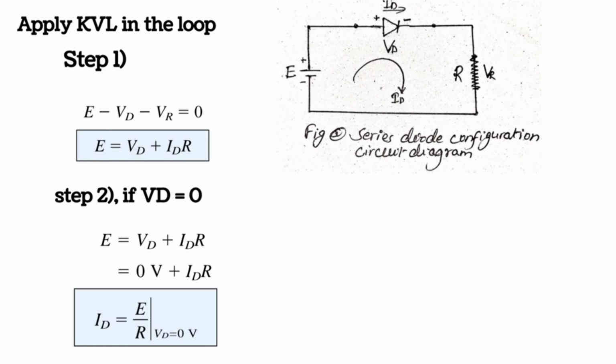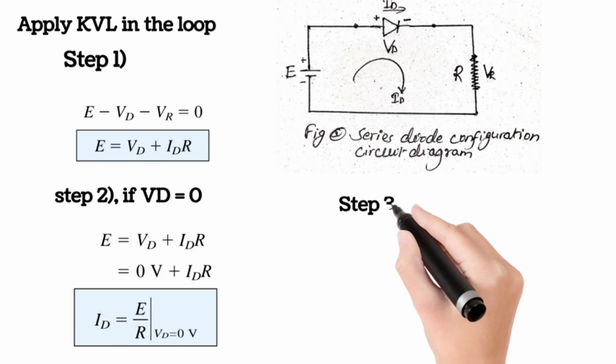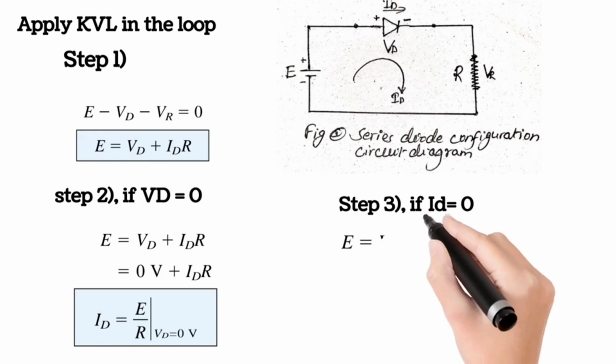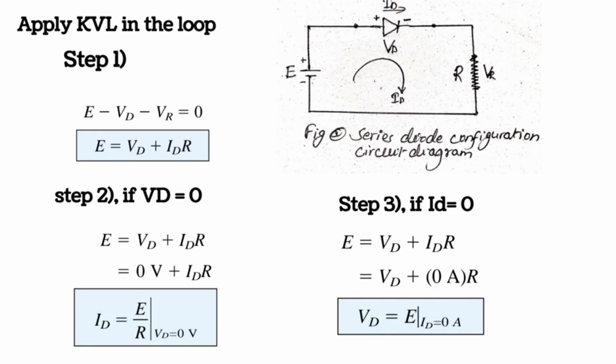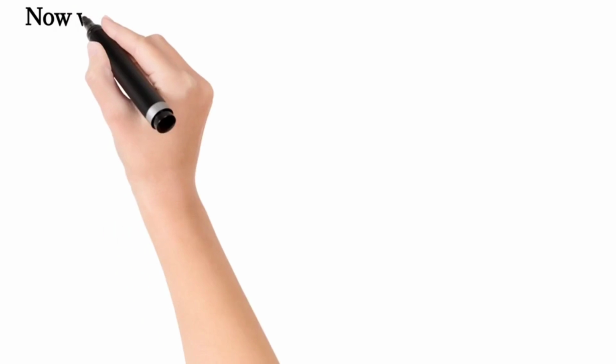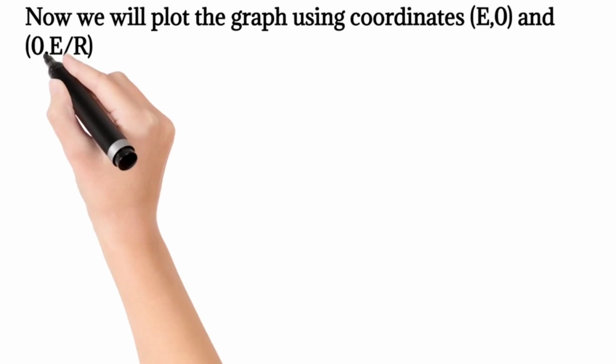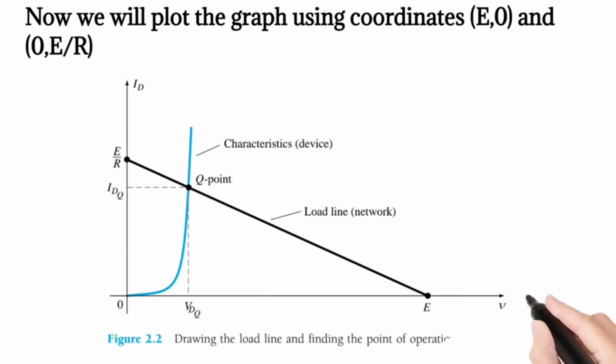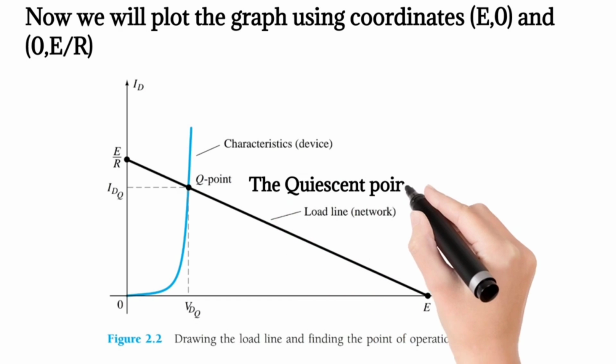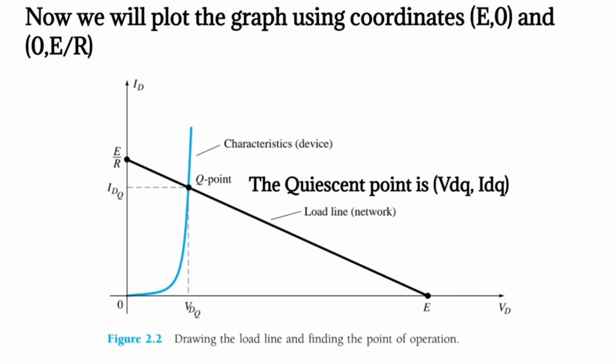In step number 3, suppose that the current which is flowing across the circuit is 0. If we substitute ID equals 0 in equation number 1, then we will obtain VD equals E if ID equals 0. Now we will plot the load line analysis graph by using the coordinates (E, 0) and (0, E upon R). So this is the load line analysis graph which is drawn by using these coordinates.